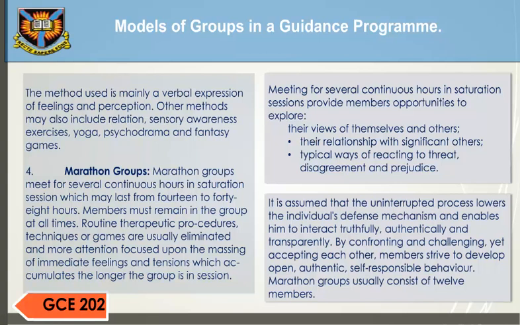Meeting for several continuous hours in saturation sessions provides members opportunities to explore their views of themselves and others, their relationships with significant others, and typical ways of reacting to threat, disagreement, and prejudice. It is assumed that the uninterrupted process lowers the individual's defense mechanisms and enables him to interact truthfully, authentically, and transparently. By confronting and challenging, yet accepting each other, members strive to develop open, authentic, self-responsible behavior. Marathon groups usually consist of 12 members.